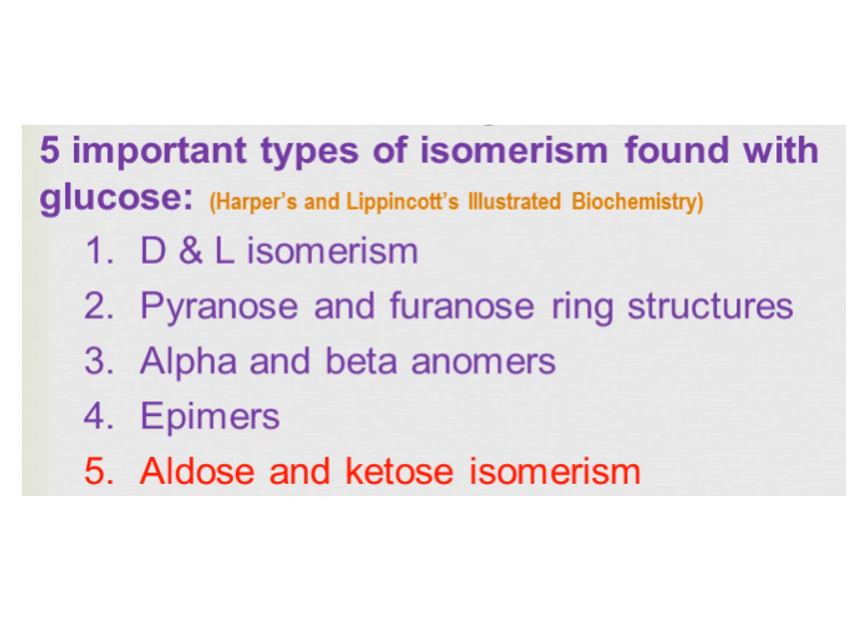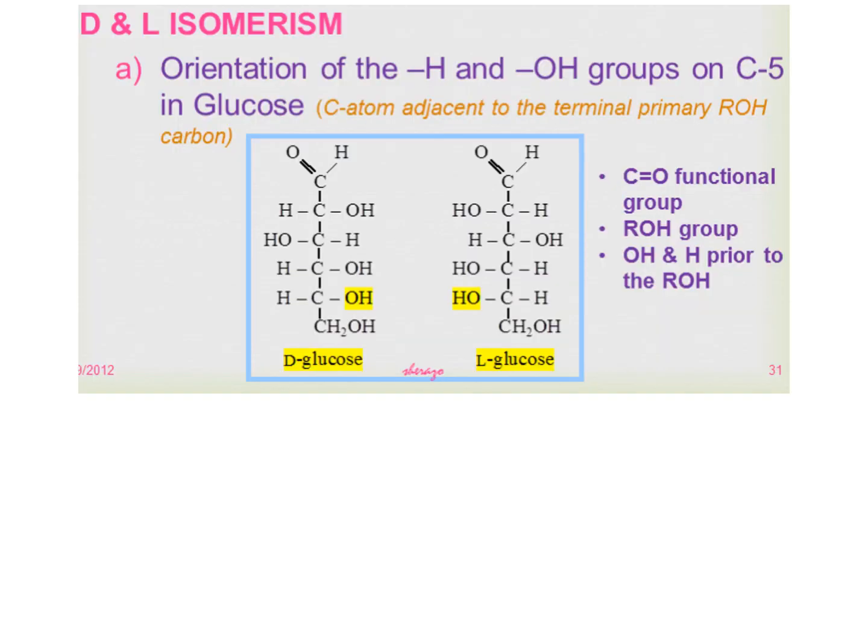What do you mean by isomerism? It is the phenomenon in which more than one compound have the same chemical formula but different chemical structures. These chemical compounds that have identical chemical formulas but differ in their properties and in their arrangement of atoms in the molecules are called isomers. Now, in this case, we have the D and L isomerism.